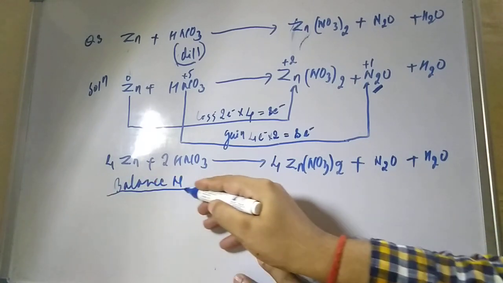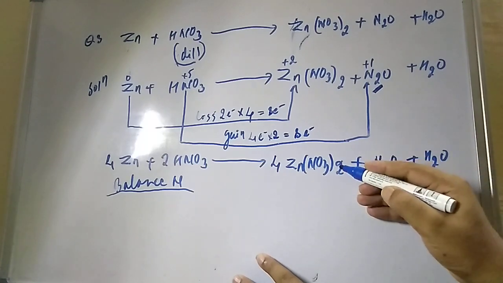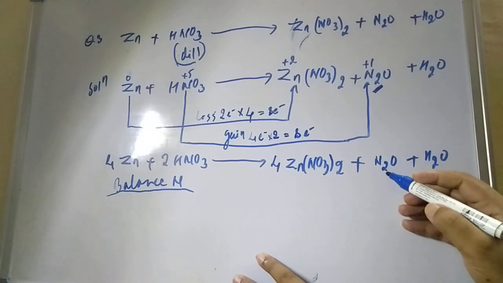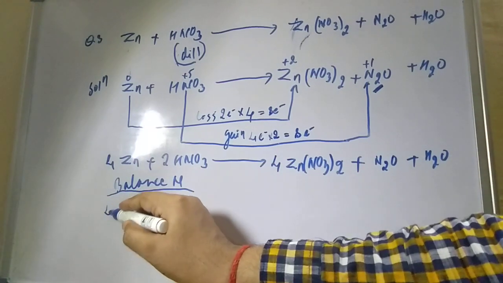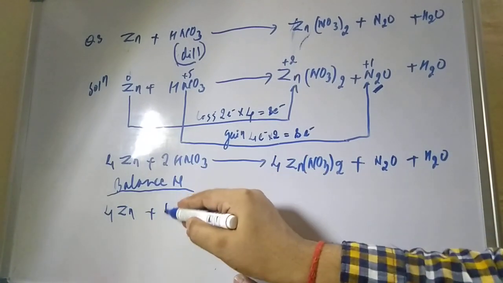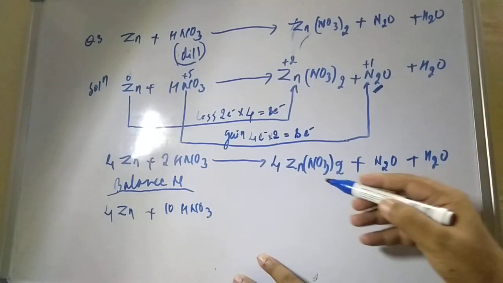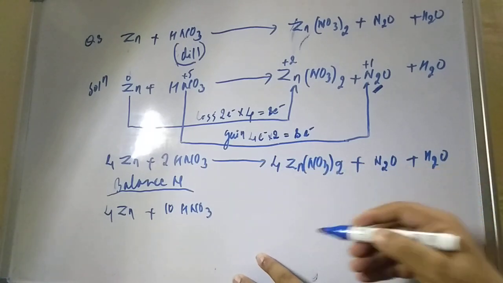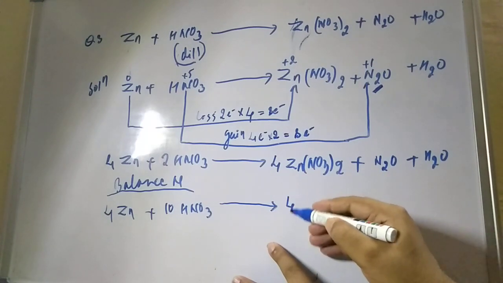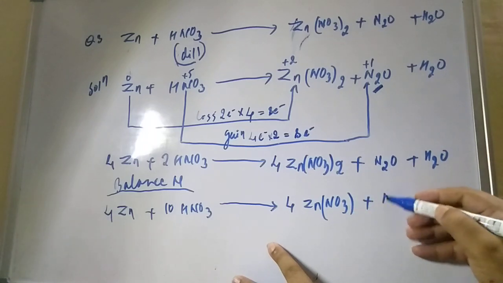If you are trying to balance nitrogen, you see the right hand side. How many nitrogen are there? Here, students, 2 nitrogen multiplied by 4 is 8, and 2 more, 10 nitrogen is there. Zinc is already balanced, 4 Zn, there is no problem at all. 4 Zn plus here it will come 10 HNO3 because right side nitrogen is 10. Then this side 4 Zn(NO3)2 and N2O, no change.